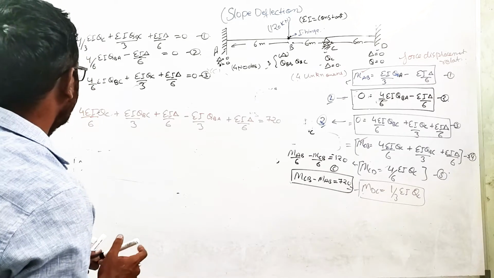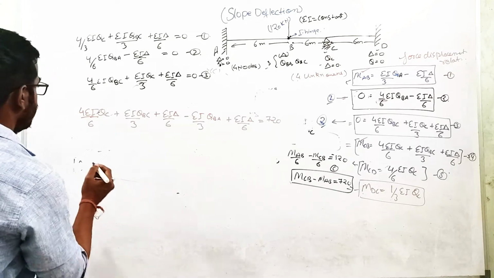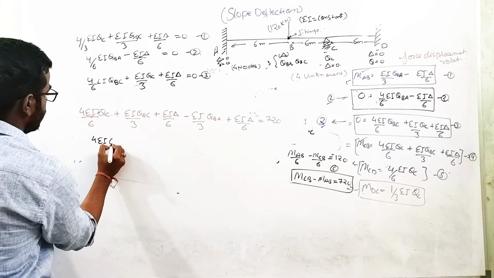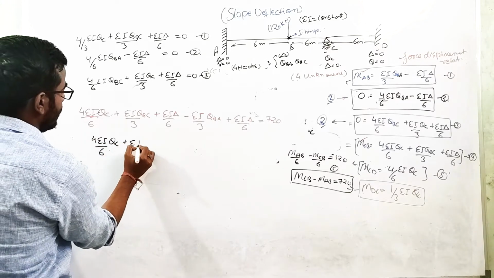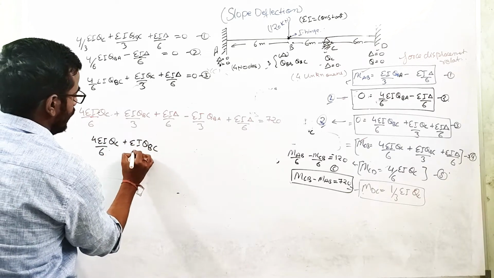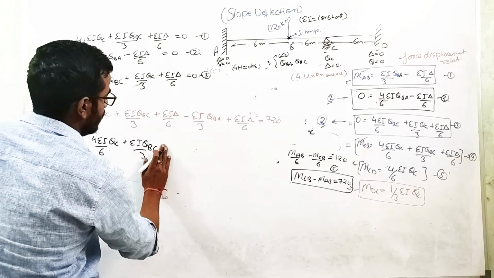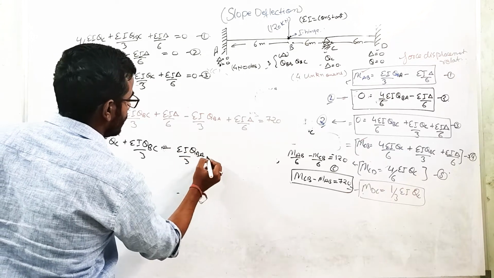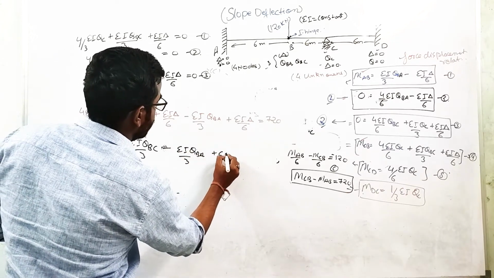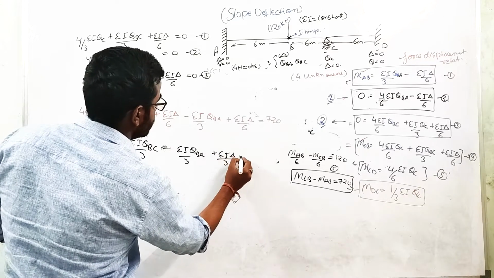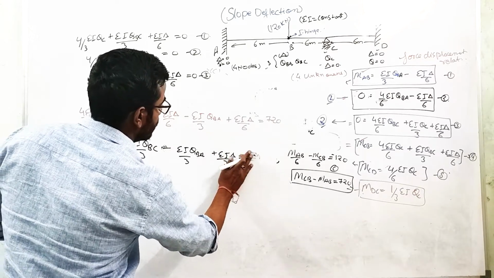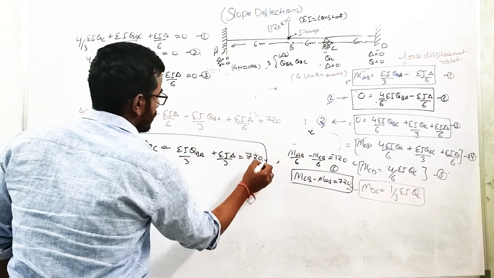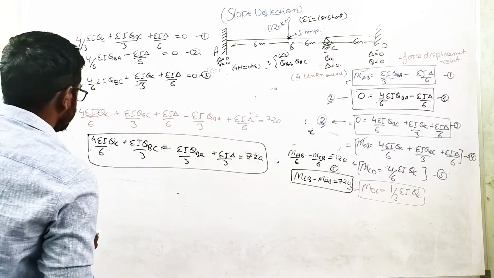So what we can do, let us make it simple. I can write 4 EI theta C over 6 plus EI theta BC over 3 plus, what you can say, minus EI theta BA over 3, and this is EI delta over 3, which is equal to 720. So this is equation number 4.